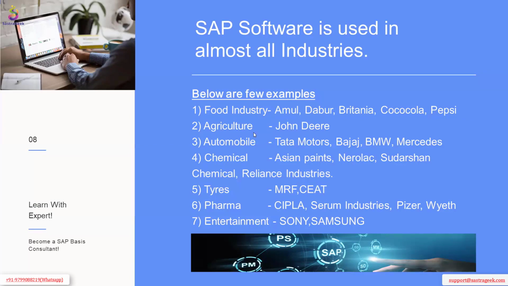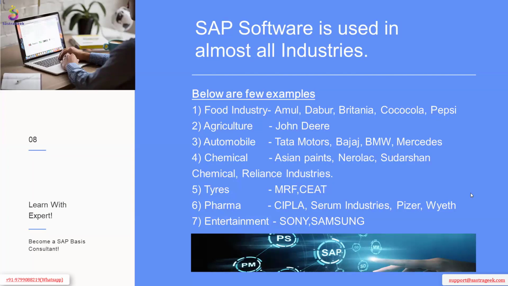In the food industry, everyone knows Amul, right? Or Britannia biscuits or Coca-Cola. They all have SAP installed. In agriculture, currently I know a big name, John Deere. They are a prime customer for SAP. In automobiles, if you see Tata Motors, Bajaj, BMW, Mercedes, I think everyone must be aware of these names.